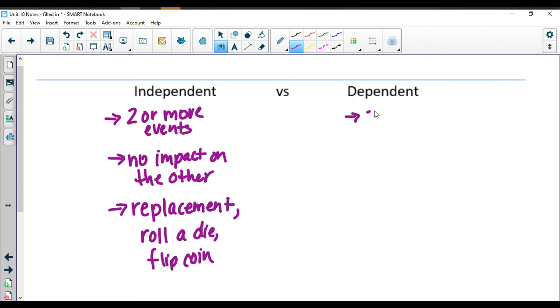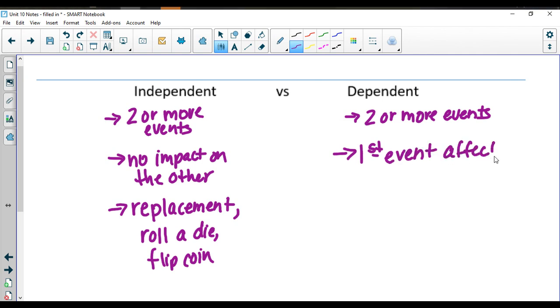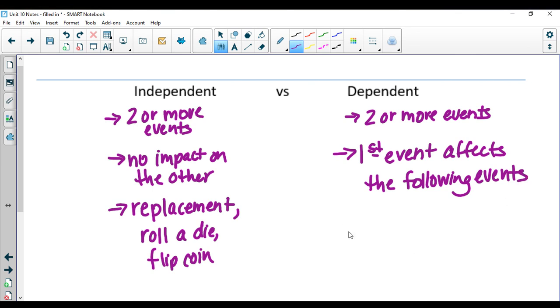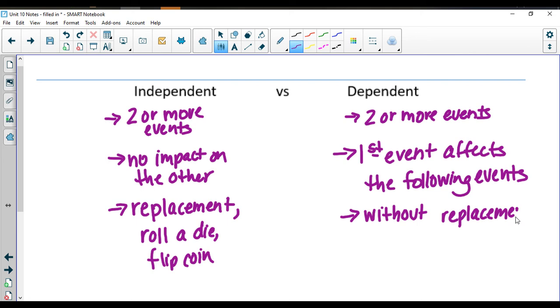For dependent events, we also have 2 or more events. Dependent events, though, the first event affects the following events. So whatever happens on that first pick does in fact affect the following events. In our notes today, we saw these examples as ones that were called without replacement, because once you took the shirt out of the suitcase, it was now different in that it had fewer shirts in it and the suitcase scenario was changed. So that's the difference between dependent and independent events.